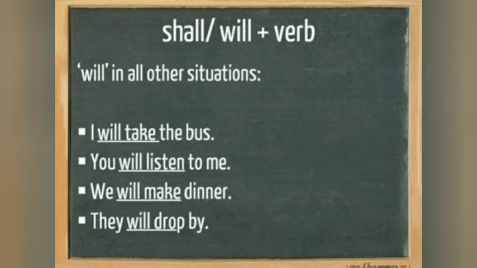In continuity of the previous slide, we can see that in rest of the situations we use will. For example, I will take the bus, you will listen to me, we will make dinner, they will drop by. So you can see that it is just a spontaneous way of referring to an action in the future.